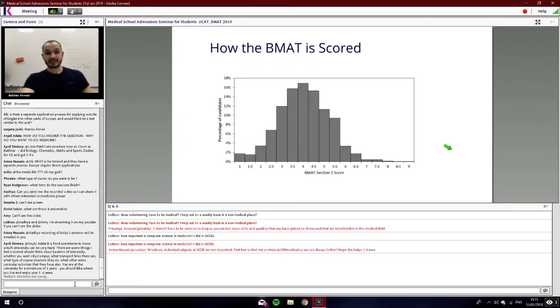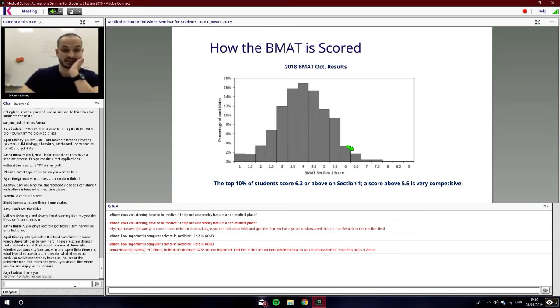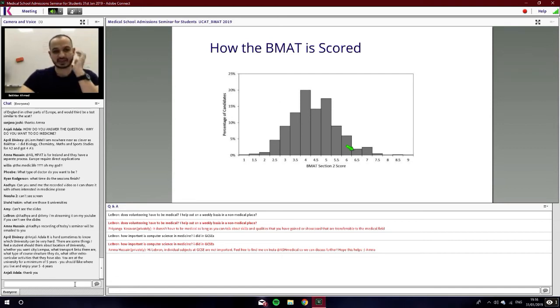So the way it's scored: the section 1 score is an average score. Let's bring that up. The top 10% score 6.3 or above. The average score last year was around here, that's like a 4. But anything above 5.5 is very competitive. That's going to put you on the higher end of the scale, like the top 3 deciles. We'll look at the average scores in a second.